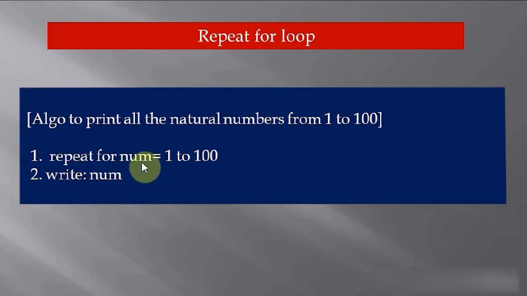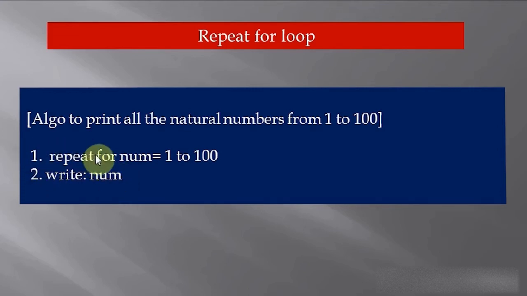Again it will go up. Now auto incrementation of num will take place, and now the value of num will become 3. Write colon num, 3 will be printed. Again it will go up. Then 4, 5, 6, 7, 8. So each time this loop executes, the value of num is going to be incremented by 1. So as you might have guessed, the last value of num that will be printed is 100. So 100 will be printed on the screen.